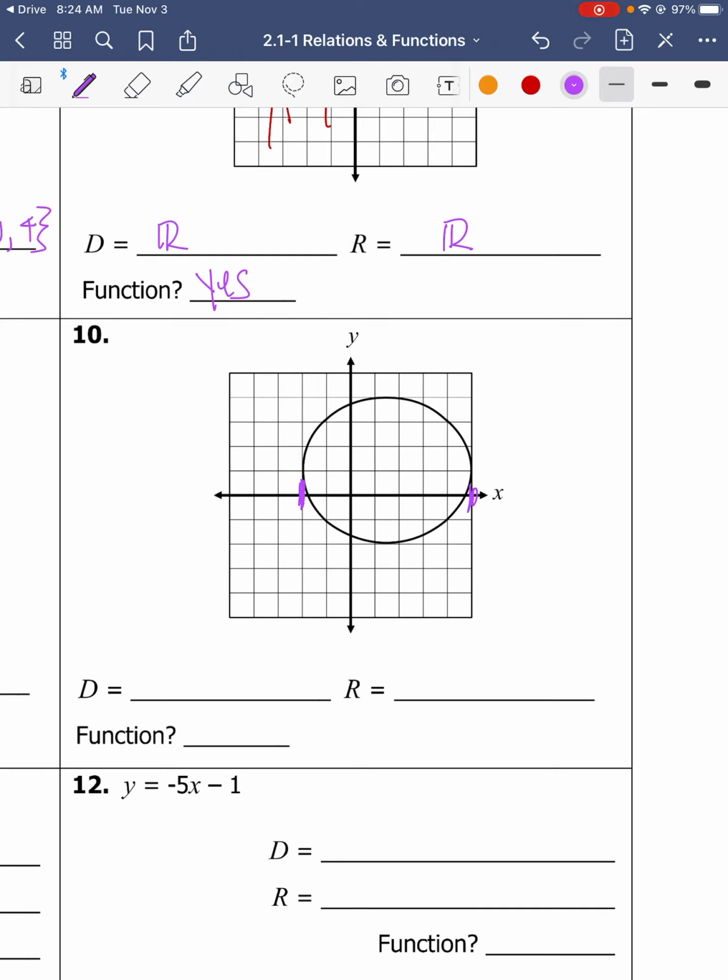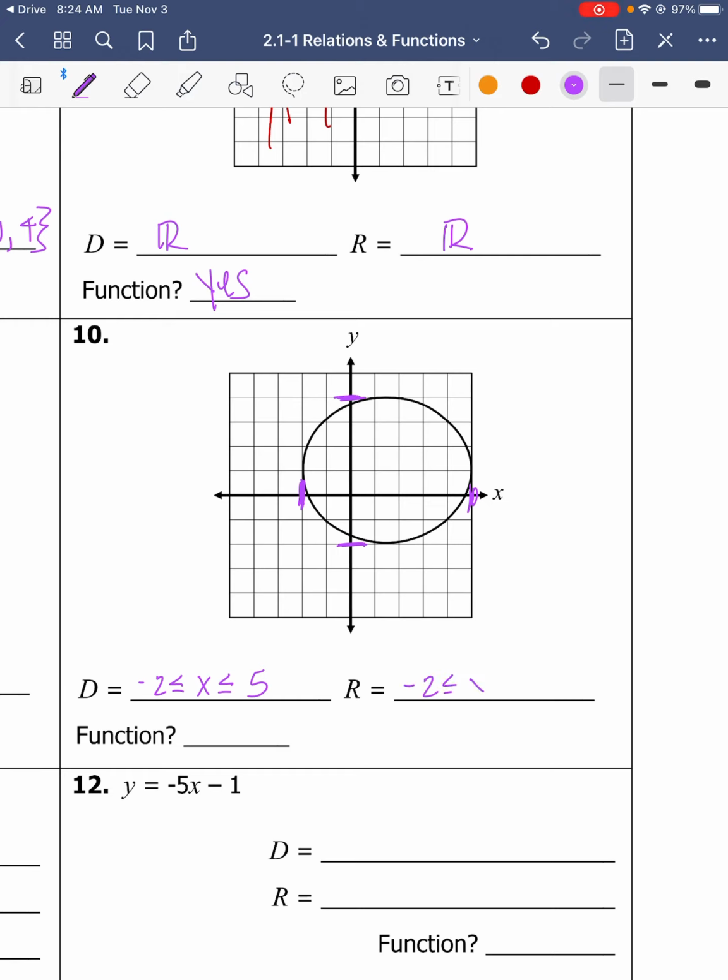Okay, number 10, the domain here, it looks like if we're just looking on the x-axis, our x's don't go less than -2 and don't get bigger than 5. So x is greater than -2 but less than 5, and we know how to write this from our compound inequalities. So we can write -2 is less than or equal to x, which is less than or equal to 5. And then our range, if we're just looking at the y-axis here, it looks like we don't get smaller than -2 and we don't get bigger than 4.